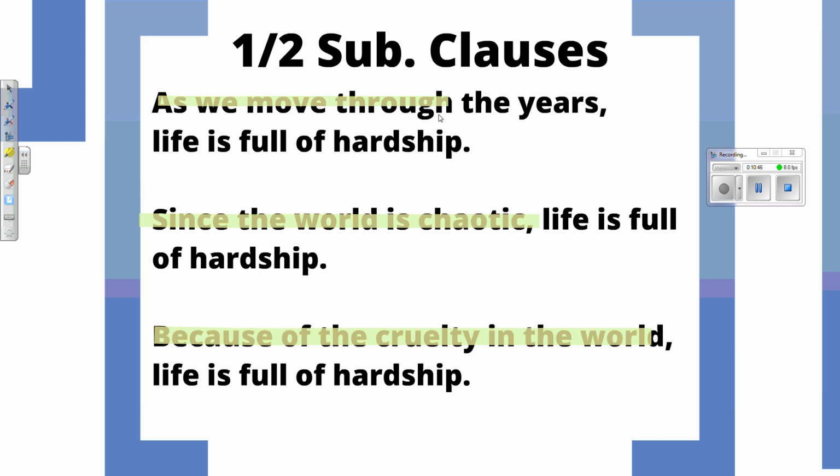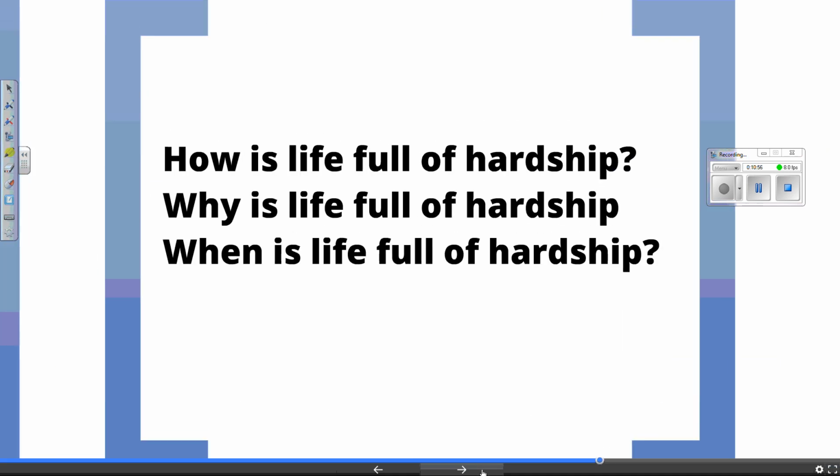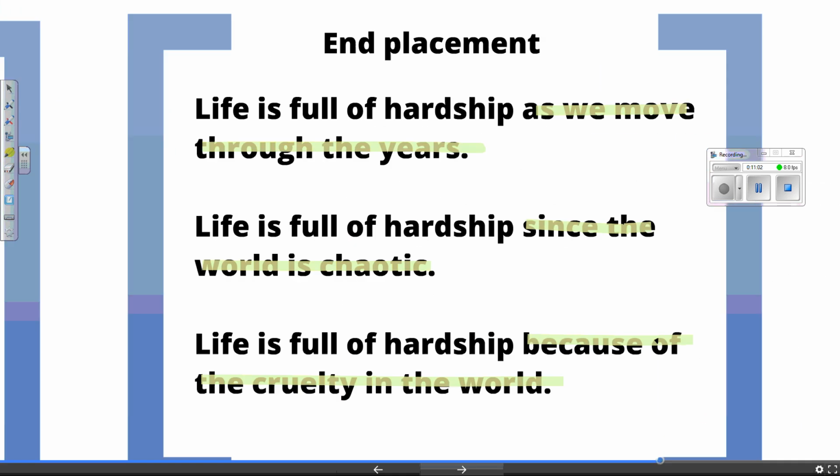As we move through the years, life is full of hardship. Since the world is chaotic, life is full of hardship. Because of the cruelty in the world, life is full of hardship. These phrases have answered how is life full of hardship? Why is it full of hardship? And when is it full of hardship?